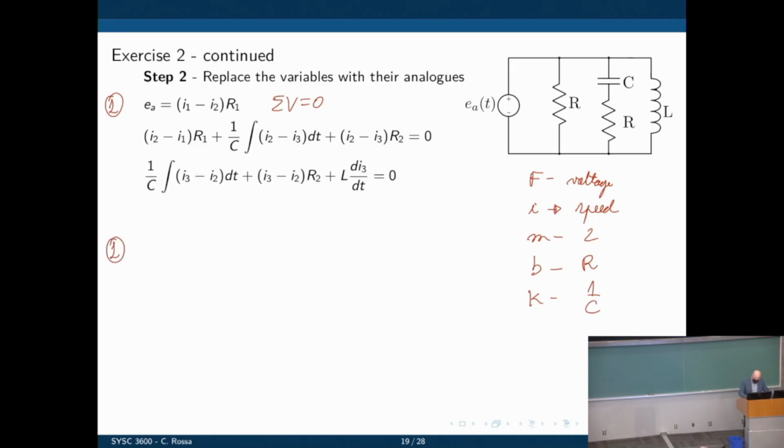So 1 is a voltage that becomes a force. R becomes B, and the current becomes the speed. So V1 minus V2.